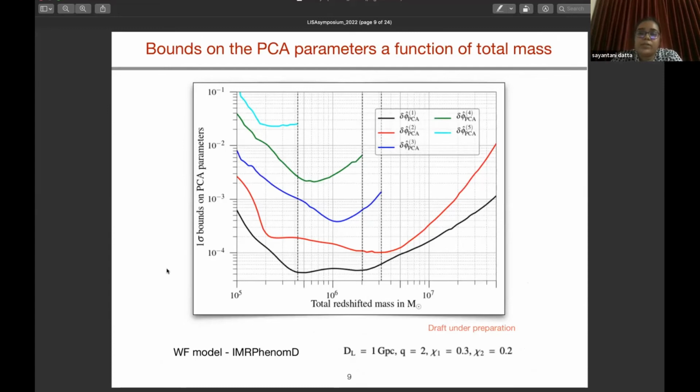There are a few points to look at here. The first is, of course, that the leading two PCA parameters are very well measured, and they're denoted by the black and red lines. It's as good as of the order of 10⁻⁵ for the leading one and 10⁻⁴ for the red one. Another feature which is very clearly evident is that there is a clear hierarchy in the number of PCA parameters you can measure as you increase the mass of your system.